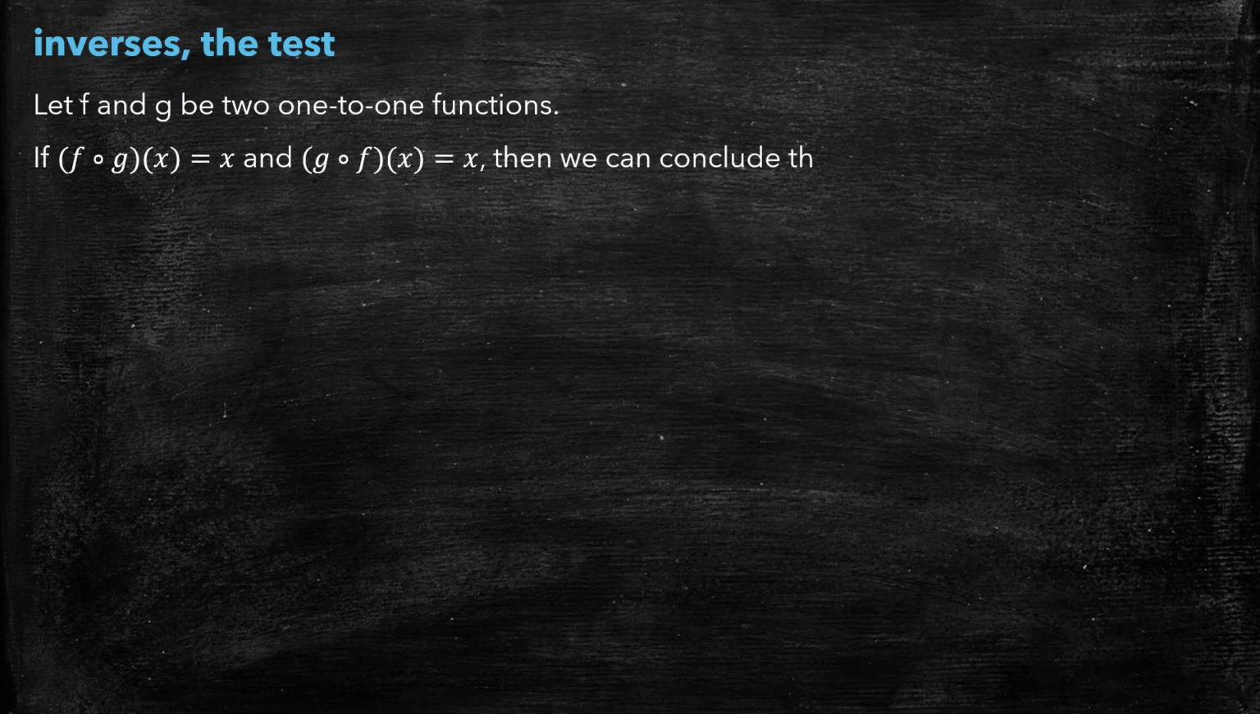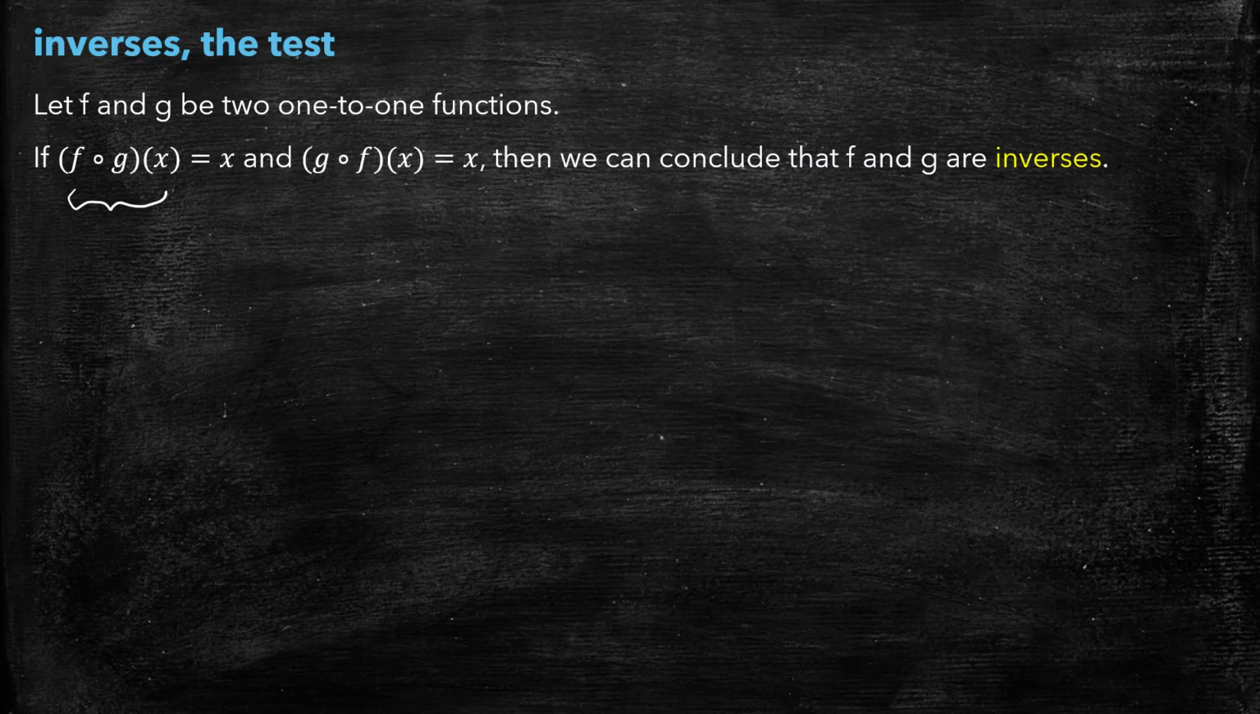So we're going to end by looking at a very important test to determine if two functions are inverses. It's more than just a test, it's also a very important property. Sometimes it's even considered the definition of what inverses are. So let f and g be two one-to-one functions. If the composition of f and g, and g and f, in both cases, yields x, then we know that these are inverse functions.